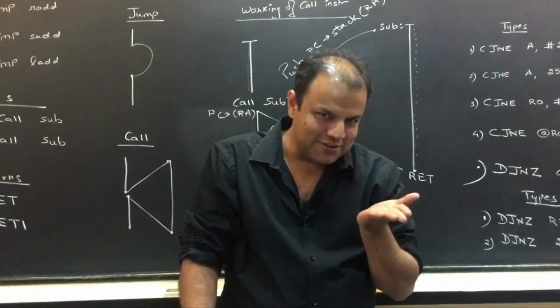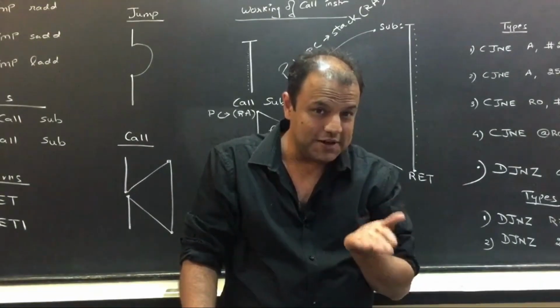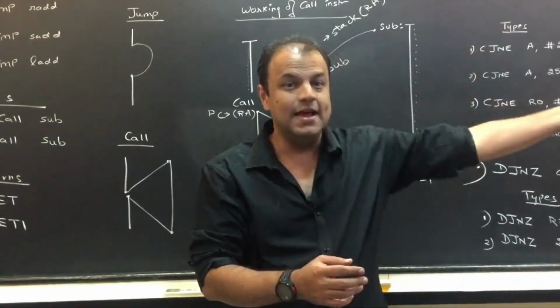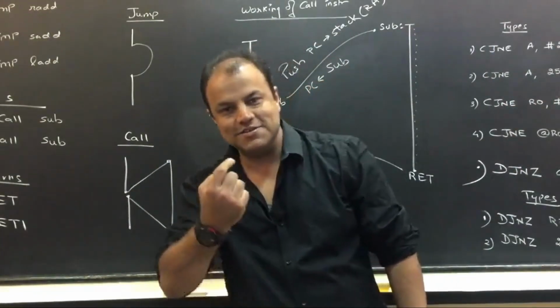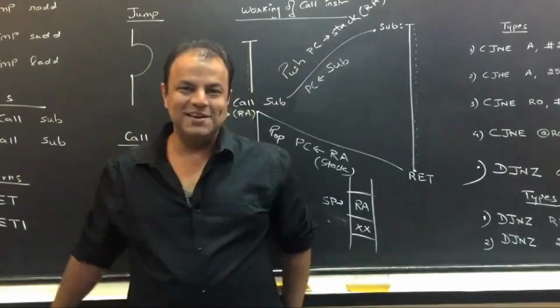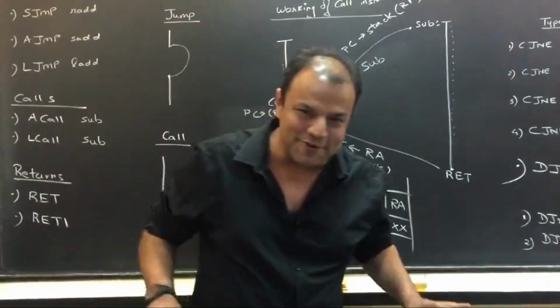At the end, when it encounters the return instruction, it wants this return address back. Where is it present? Stack. It will pop it from the stack, put it back into PC. That's how it will come back to the next instruction and will continue. Please tell me, did you understand this? Is the working of a call clear?